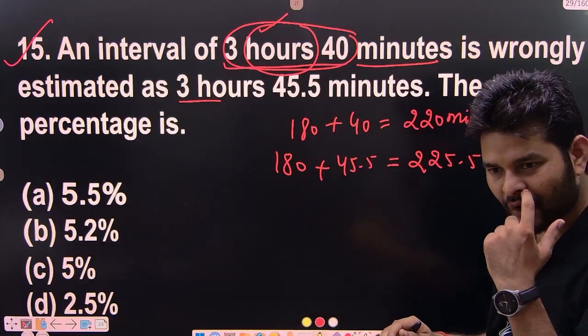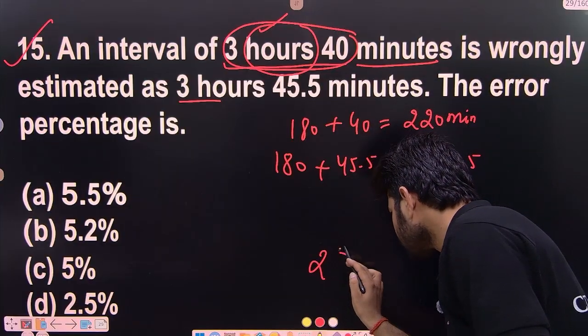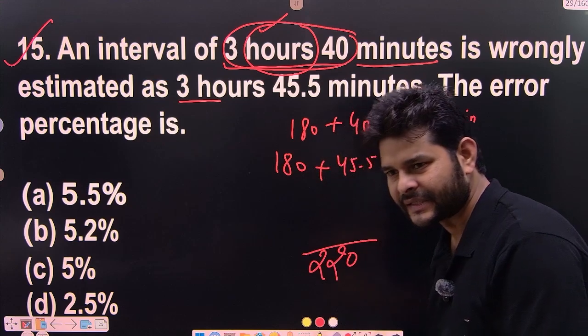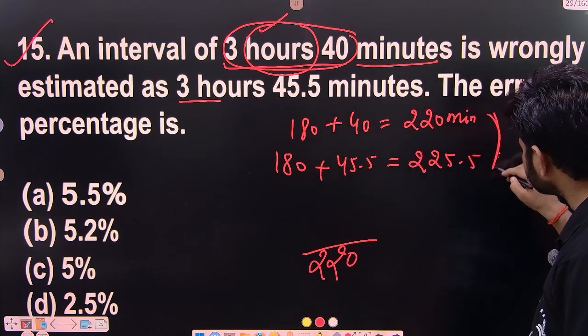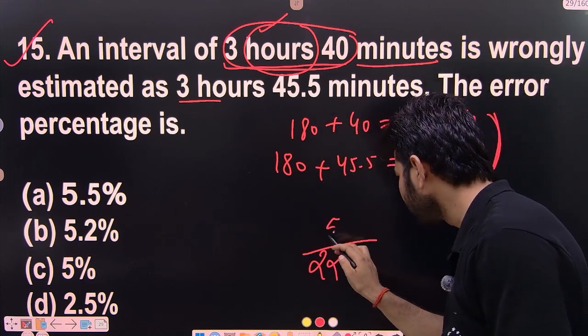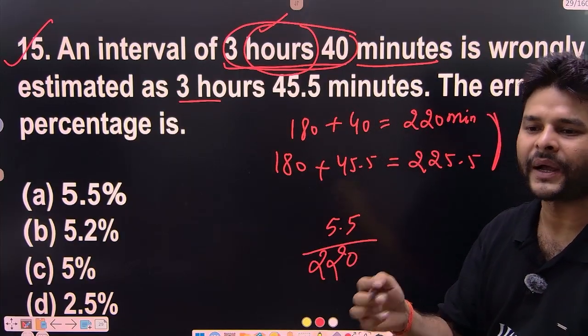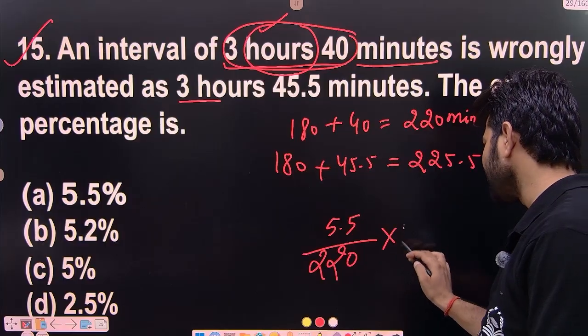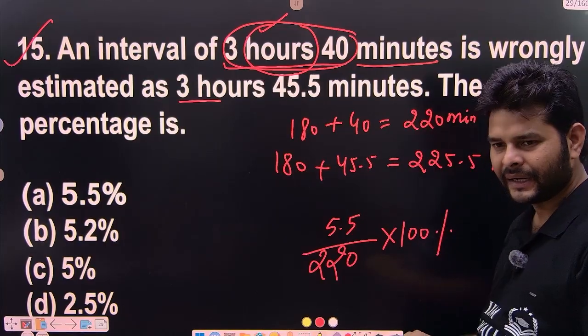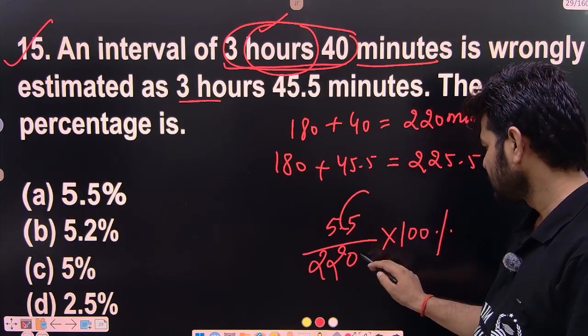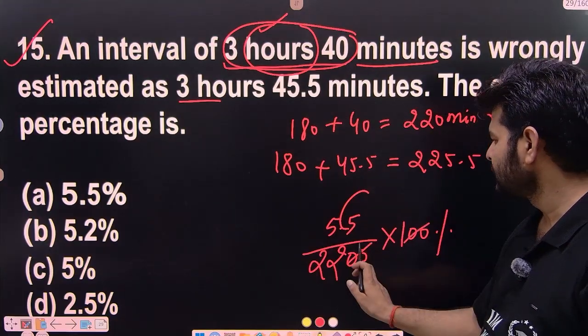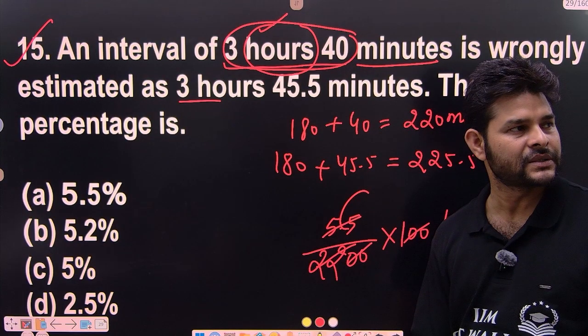We compare with 220, because the real one was 220. So on 220 he made a mistake of how much? Make the difference: 5.5. On 220 he made a mistake of 5.5. To find the percentage, we simply multiply by 100 and we'll get the answer. You will get 2.5. So the value would be 2.5. Got it?